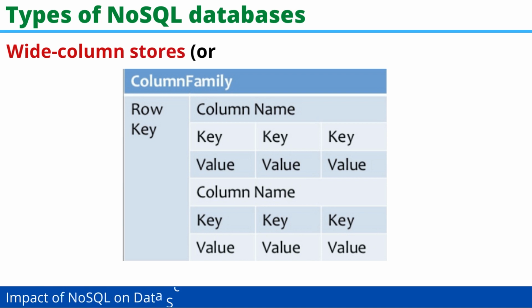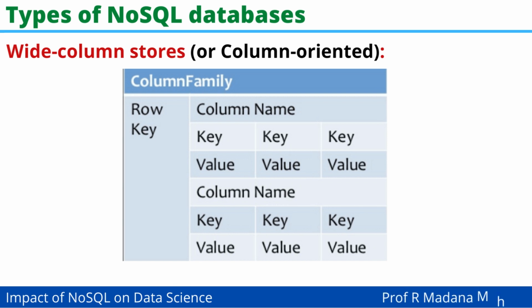Then see the example of a wide column store or column-oriented database. Here you can see column family, we are having row key, then column name. Under column name, each row consists of a row key, then under value, for each key its corresponding value, then the next column name followed by key followed by its value, like that. Here you can see a wide column store or column oriented database.